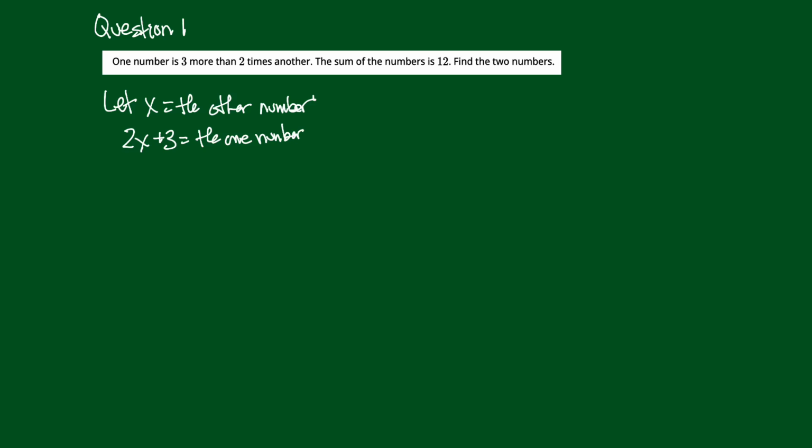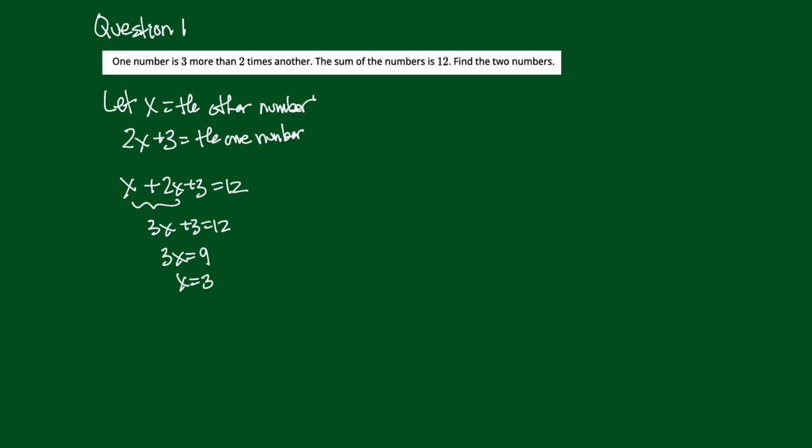Now I know this. The sum of the numbers is 12. So the sum of the numbers is 12. So if I take x plus 2x plus 3, I'll get 12. We can solve this. How about 3x plus 3 is equal to 12? That's going to give me 3x is equal to, subtract that 3, 9. So x is equal to 3.